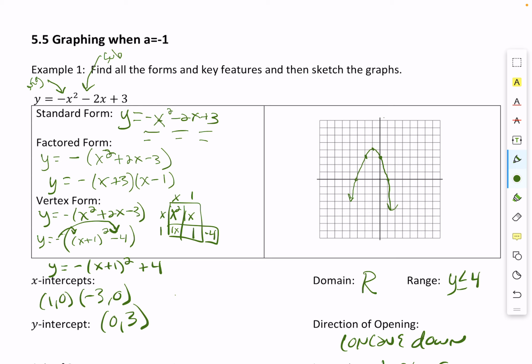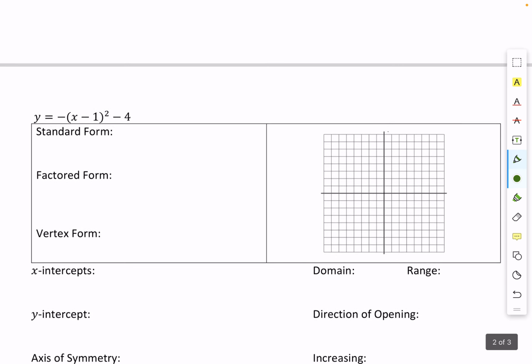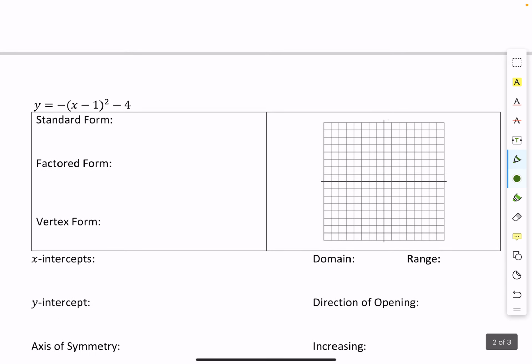Anything? Not yet. You guys are doing really good on the graphing and key features part, so I will let us save some time by just practicing the new thing, okay? So I won't make a graph again because you guys are doing great on that. So let's go to this next one. What form is this one in right now? It's in vertex form. Is this one going to be concave up or concave down?